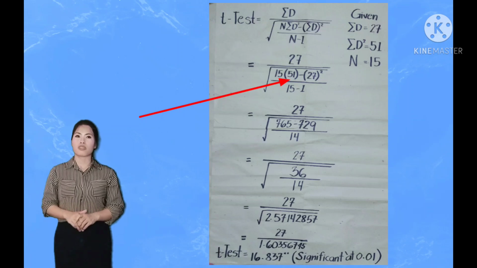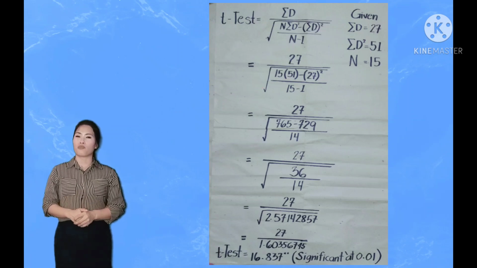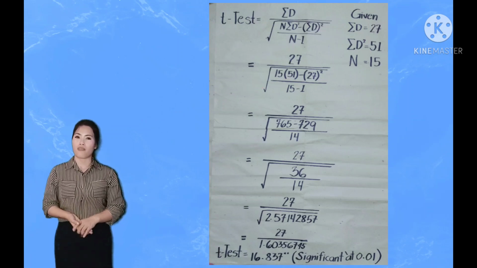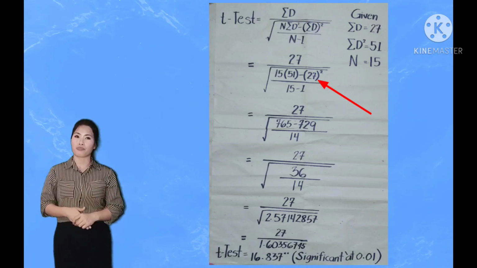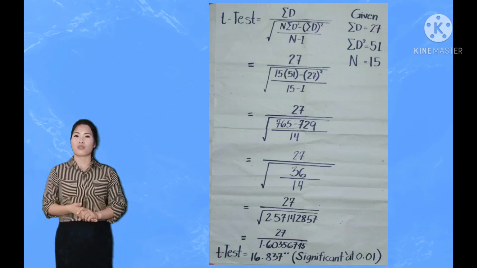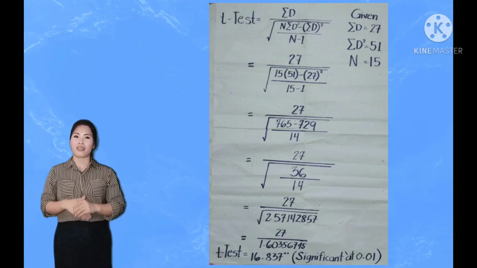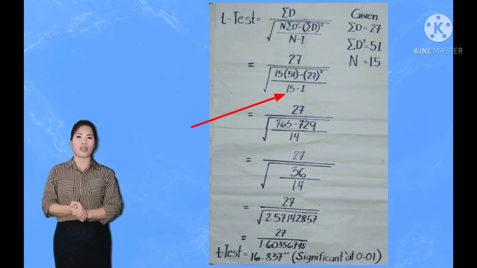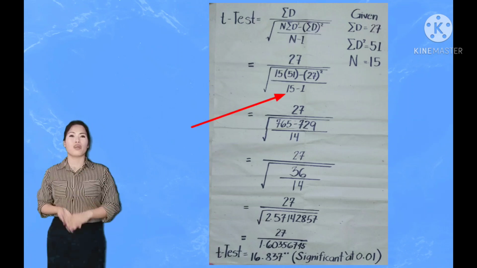And then minus the summation of D. The summation of D here is 27, so we put here 27, and 27 squared, and then divided by n minus 1. The n here is the number of cases, so let's put 15 minus 1. So now let us solve.